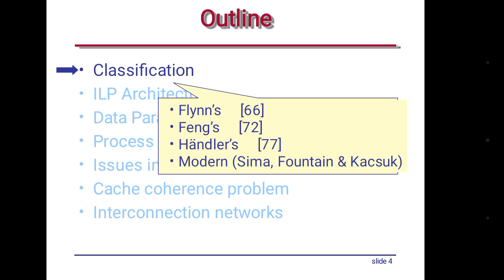Under the classification we can see there are so many ways in which we can classify our architecture. One of the most important ones is Flynn's classification, and the rest of them are also very important. These are Flynn's, Handler's, and modern. We will look at Flynn's classification, what it is, and the concept behind it. So let's move on.